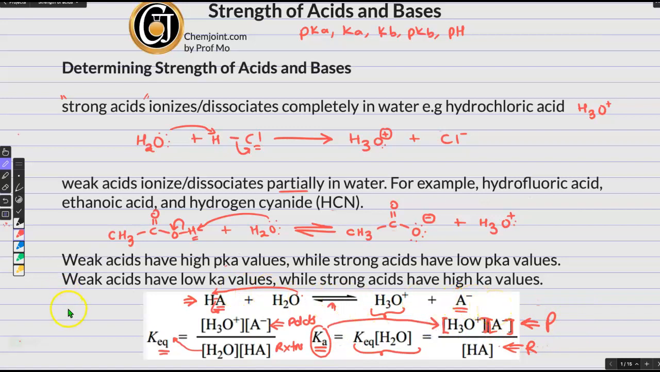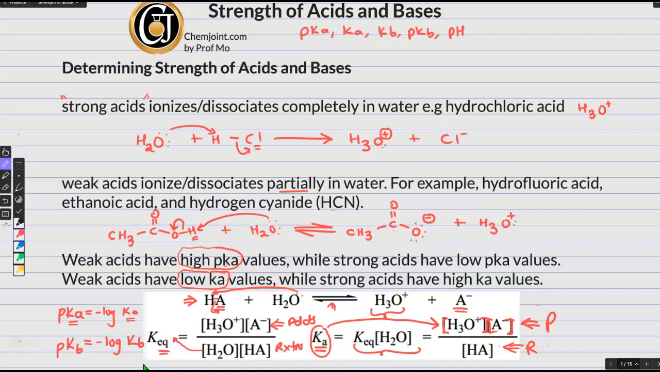And if you know Ka, you are able to find pKa, because pKa equals negative log of Ka. Usually, weak acids will have high pKa, and that means inversely they will have low Ka values. See, you are using the pKa and Ka to quantify the strength of acids and bases. And you can imagine, if we are talking about base, we would call this pKb, and it will be negative log of Kb.